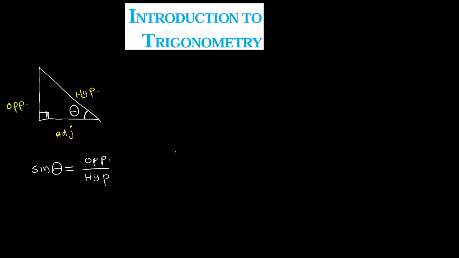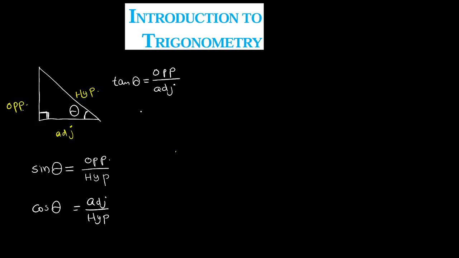Now the next ratio, adjacent by hypotenuse. We are defining some name for each ratio. Adjacent by hypotenuse will be the same for the other similar right angle triangles with the same theta. Adjacent by hypotenuse is said to be cosine of theta, short form cos theta. Let me write here. The next is opposite side by adjacent side. Opposite by adjacent side is said to be tangent of theta, short form tan theta.